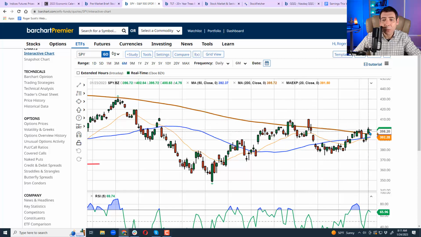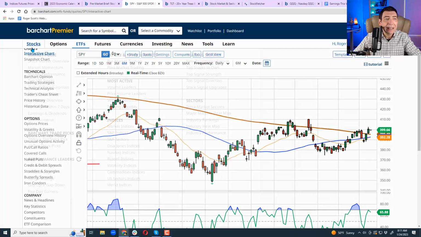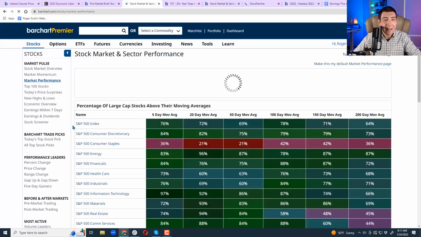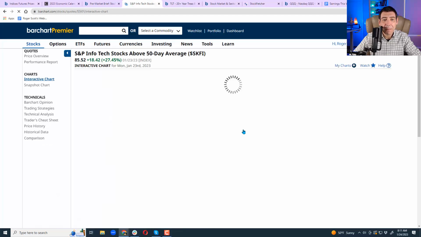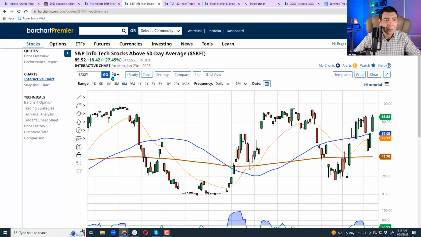That's overbought. So whenever we reach these levels, I'm very skeptical that we're going to continue moving higher, especially in light of the fact that you've got 84% of the communication sector trading above the 50-day moving average. Consumer discretionary, you've got 75. Infotech, you've got 86.